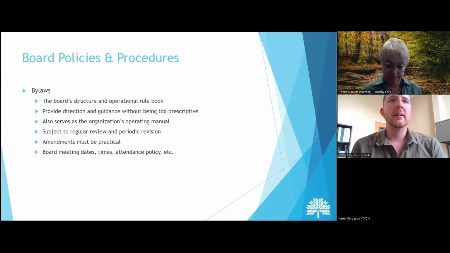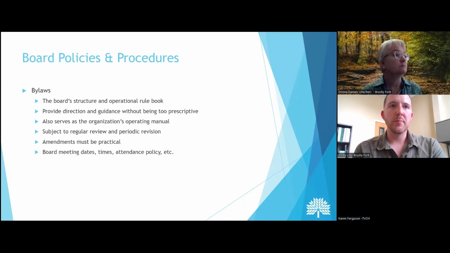and regulations. Bylaws are the reflection of the decisions that the organization makes regarding its structure and operational processes. They provide a template for making these decisions, as well as a means for documenting them. Bylaws are the board's structure and operational rulebook. Bylaws should be designed to provide direction and guidance without being so prescriptive that they frustrate or create artificial inefficiency.